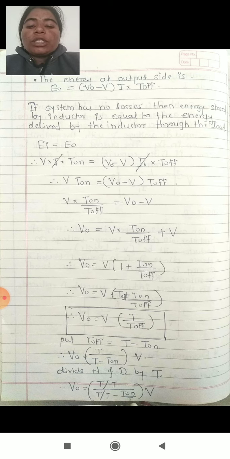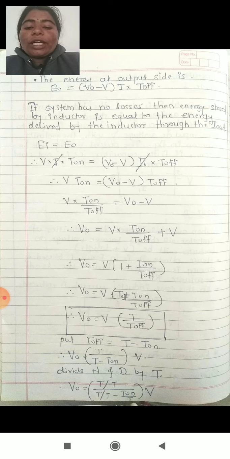V out is equal to, now add, cross multiply it, you will get T off plus T on upon T off. T off upon T on plus T off is nothing but your, now put the value of T off. T off is nothing but your total T minus T on time, then you will get the T off time. Put this value, you will get V out is equal to V into T upon T minus T on.